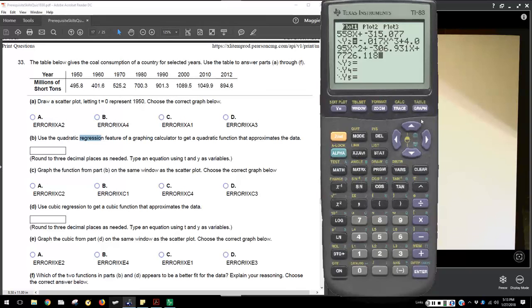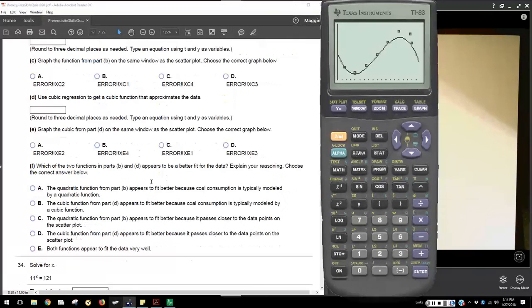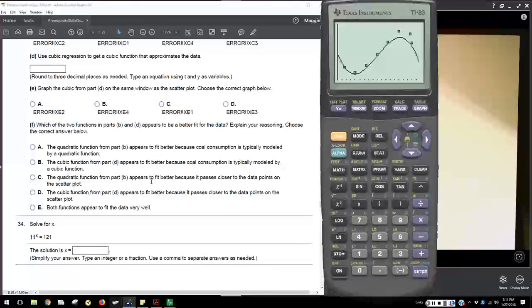So now I'm going to hit graph, and the only equation I'm going to see is the cubic equation, so that I can get a clearer picture of whether it fits. And I see that the cubic equation actually fits pretty well until toward the end. So you would choose the graph that looks like this. And it says, which would be a better fit? Well, I think it's pretty obvious that the cubic appears to be a better fit.